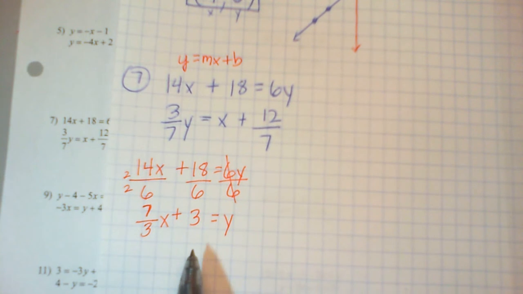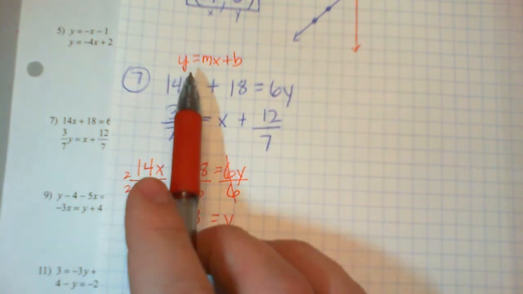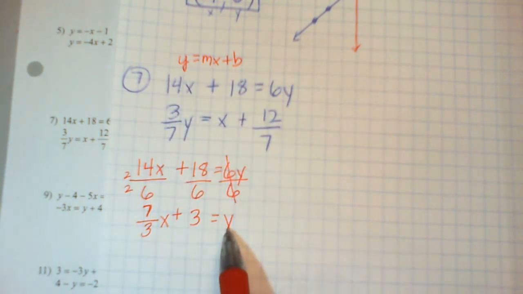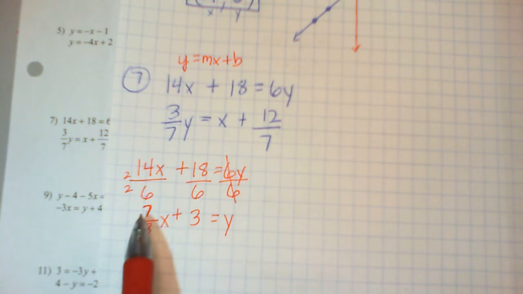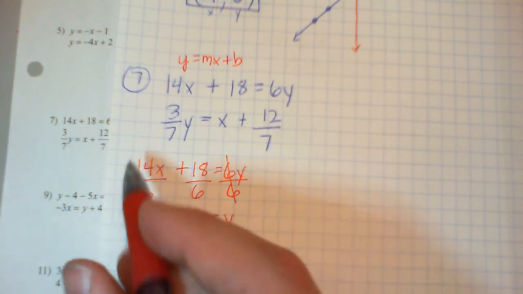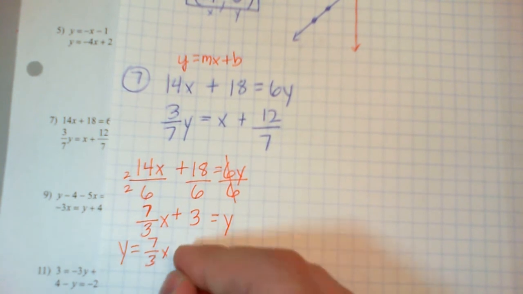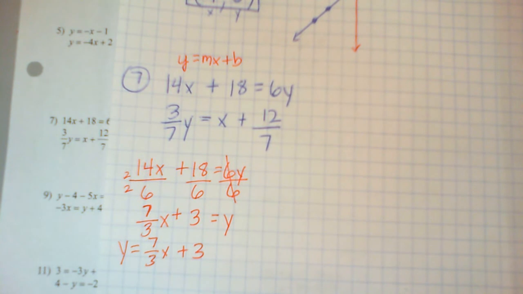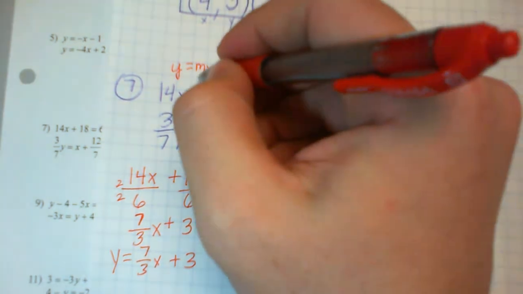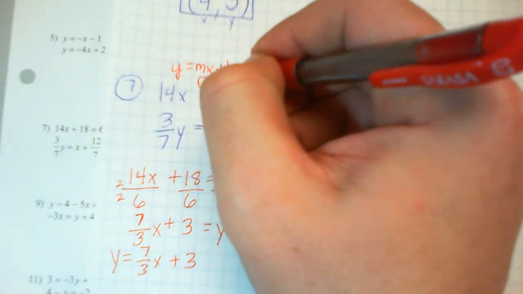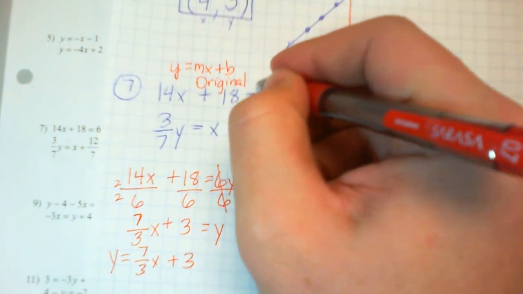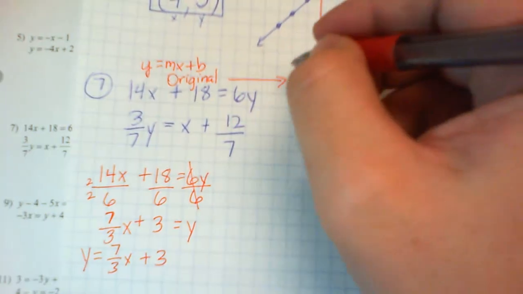But my problem is, it still doesn't look in this format of y equals mx plus b. So I need to flip this y over here. 7/3 x plus 3 is equal to y. Well, that's the same as saying y equals 7/3 x plus 3. So as you see, up here is the original. So I'm going to write original. And I moved it to slope-intercept form.